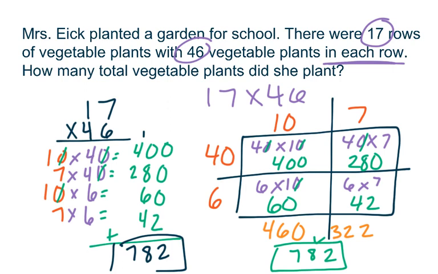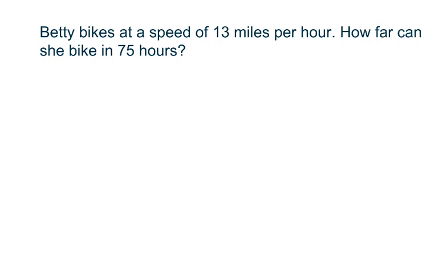Okay, let's take a look at our next problem. Betty bikes at a speed of 13 miles per hour. How far can she bike in 75 hours? Go ahead and solve this problem now.